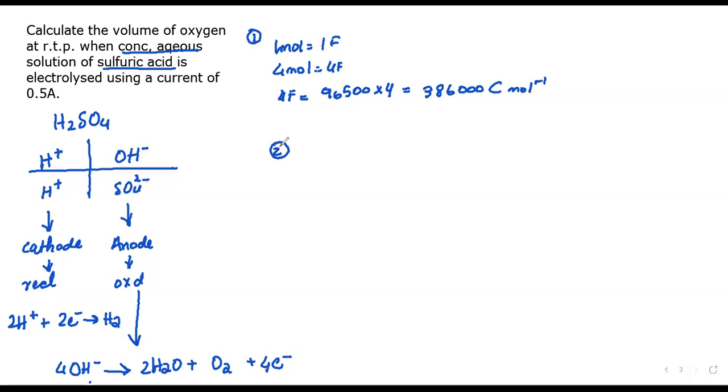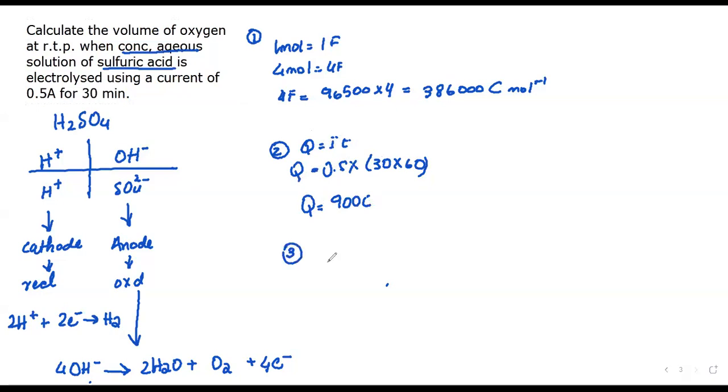Step number 2 is to calculate how much charge I am giving, right? Okay, I did not tell you the time, so let me just add the time in it. Let's say 30 minutes, okay? So again, I'm going to do Q is equal to It. My current is 0.5, my time is 30, and I'll multiply it by 60 because, of course, I'm calculating it per second. So I will end up getting 900 coulombs as the charge that I have.